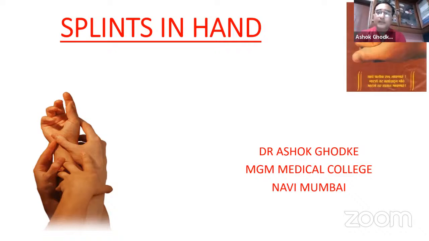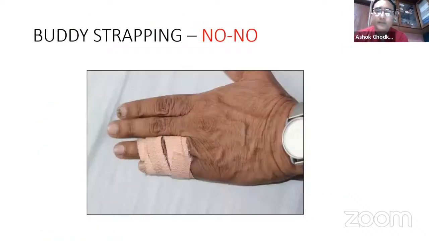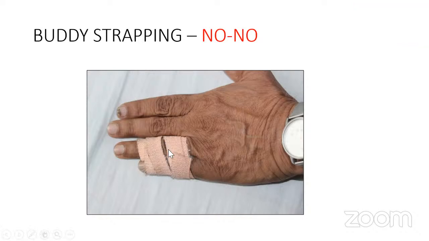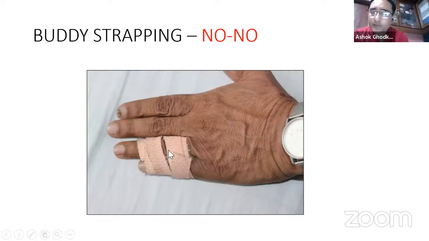So the next talk will be splints in hand. How, where to use. So there are so many splints available in the market. Whenever you write a finger splint, they get some frog splint or something. And this is an age-old thing where we do such kind of strapping of the finger. So usually nowadays what it is said is we should not do this strapping.